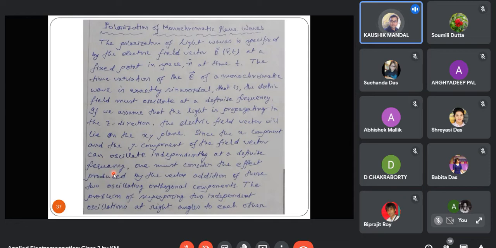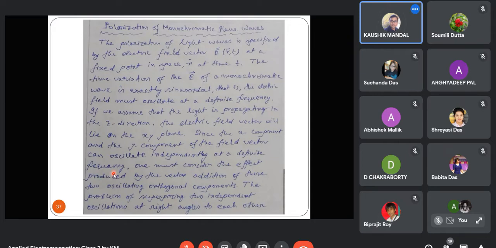This point is very important. We are considering an electromagnetic wave. From the electromagnetic wave, we are only concentrating on the electric field vector because we are going to discuss the polarization of the corresponding wave. Now we are considering that it is a monochromatic wave, exactly sinusoidal, that means it is oscillating with a definite frequency. Then we are assuming that the wave is propagating in the z direction. So obviously, what will be the location of the electric field vector? That will lie on the xy plane.